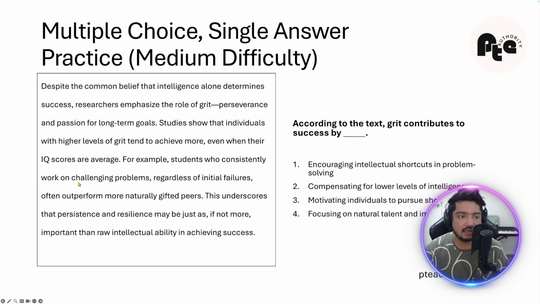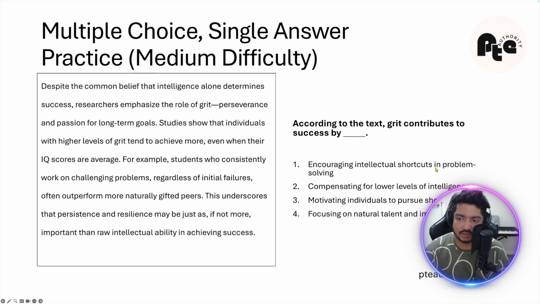So it says here in sentence 2, and even in sentence 1, the role of grit, perseverance, and passion. Studies show that individuals with higher levels of grit tend to achieve more, even when their IQ scores are average. Students who consistently work on challenging problems, regardless of initial failures, often outperform naturally gifted peers. Now let's look at the question prompt again. So grit contributes to success. I think it's through passion and perseverance and consistency, is the answer in my head. Now let's go through the answer options.